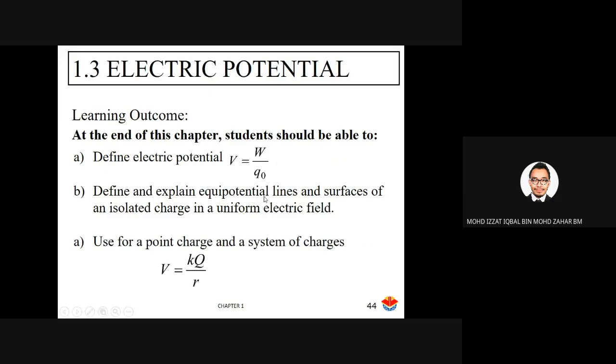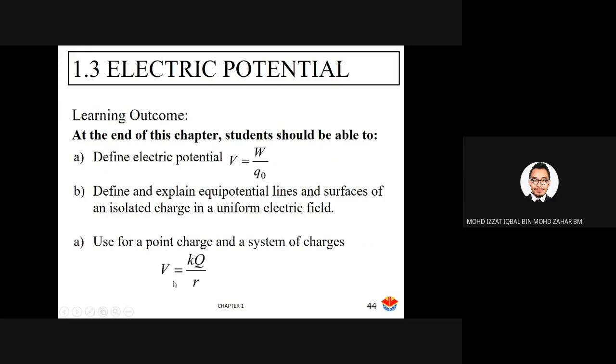Define and explain equipotential lines and surfaces of isolated charges. So equipotential line ni actually, potential ni dia ada, kita boleh lukis gambar juga. Macam electric field tu kita boleh lukis gambar, potential pun kita boleh lukis dia punya diagram. Used for a point charge and a system of charges.